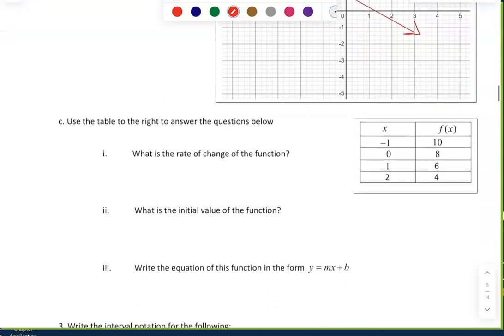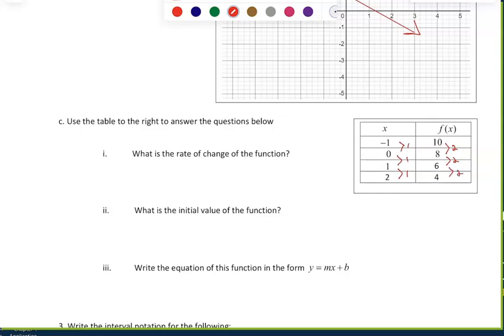Okay, now they want us to use the table to the right to answer the questions. What is the rate of change of the function? Okay, so let me just look and see. That goes up by 1, by 1, by 1. This is 2, this is 2, this is 2.